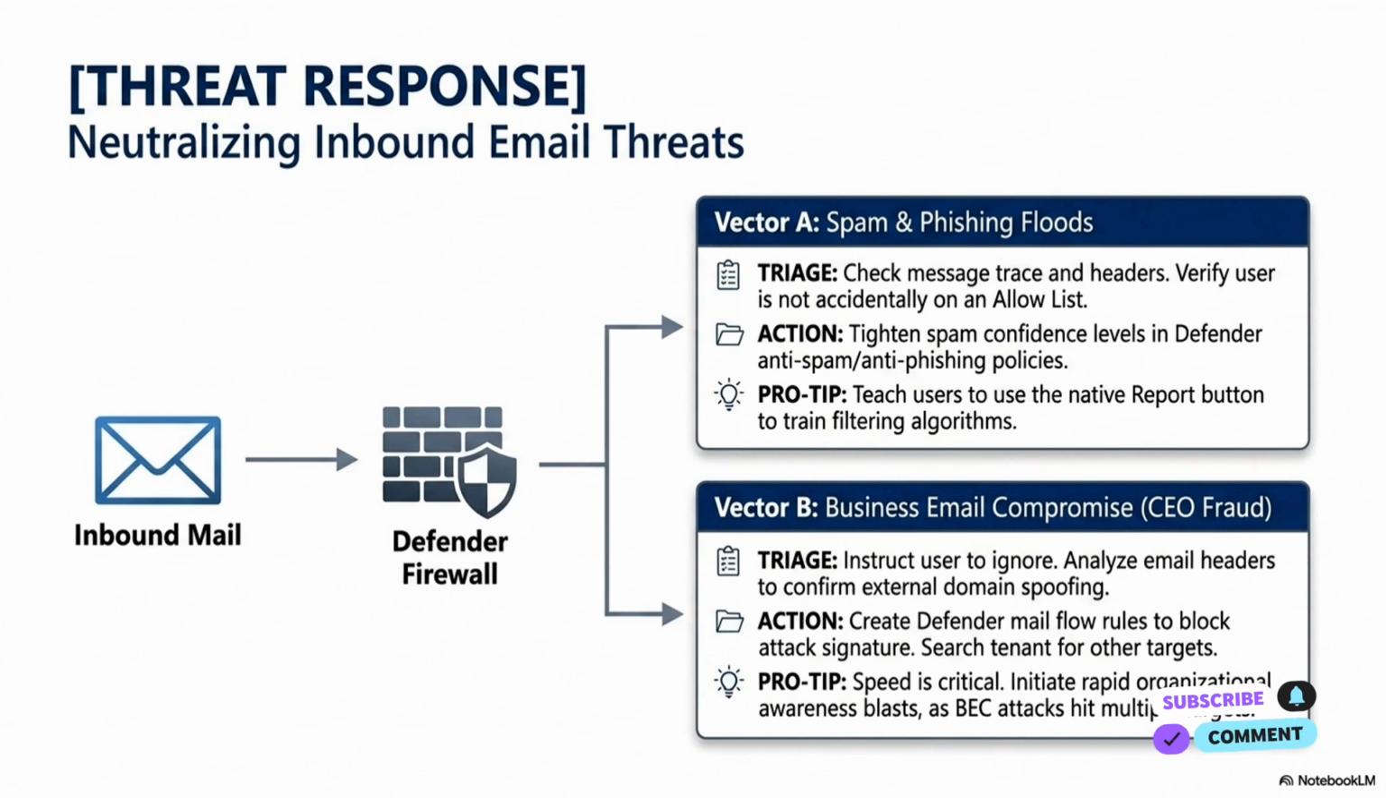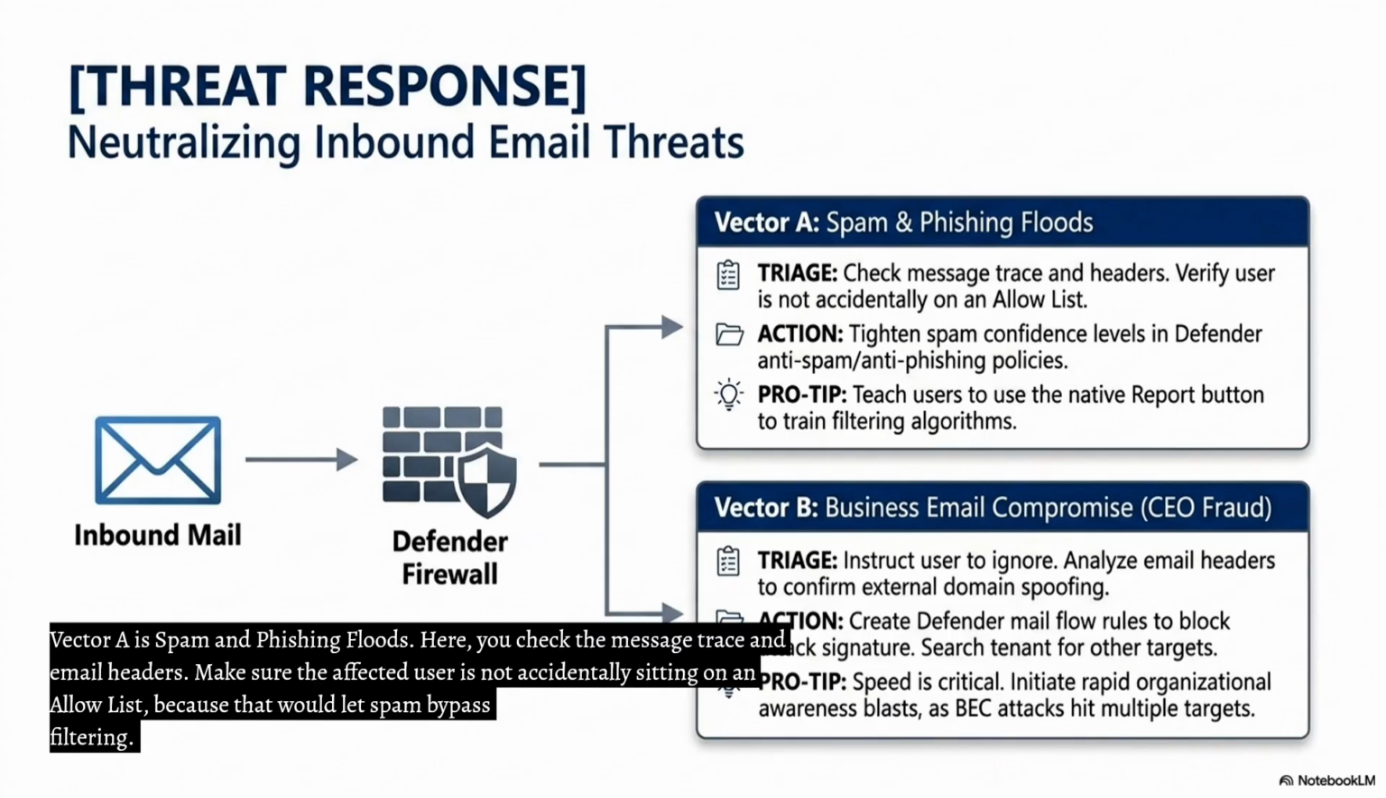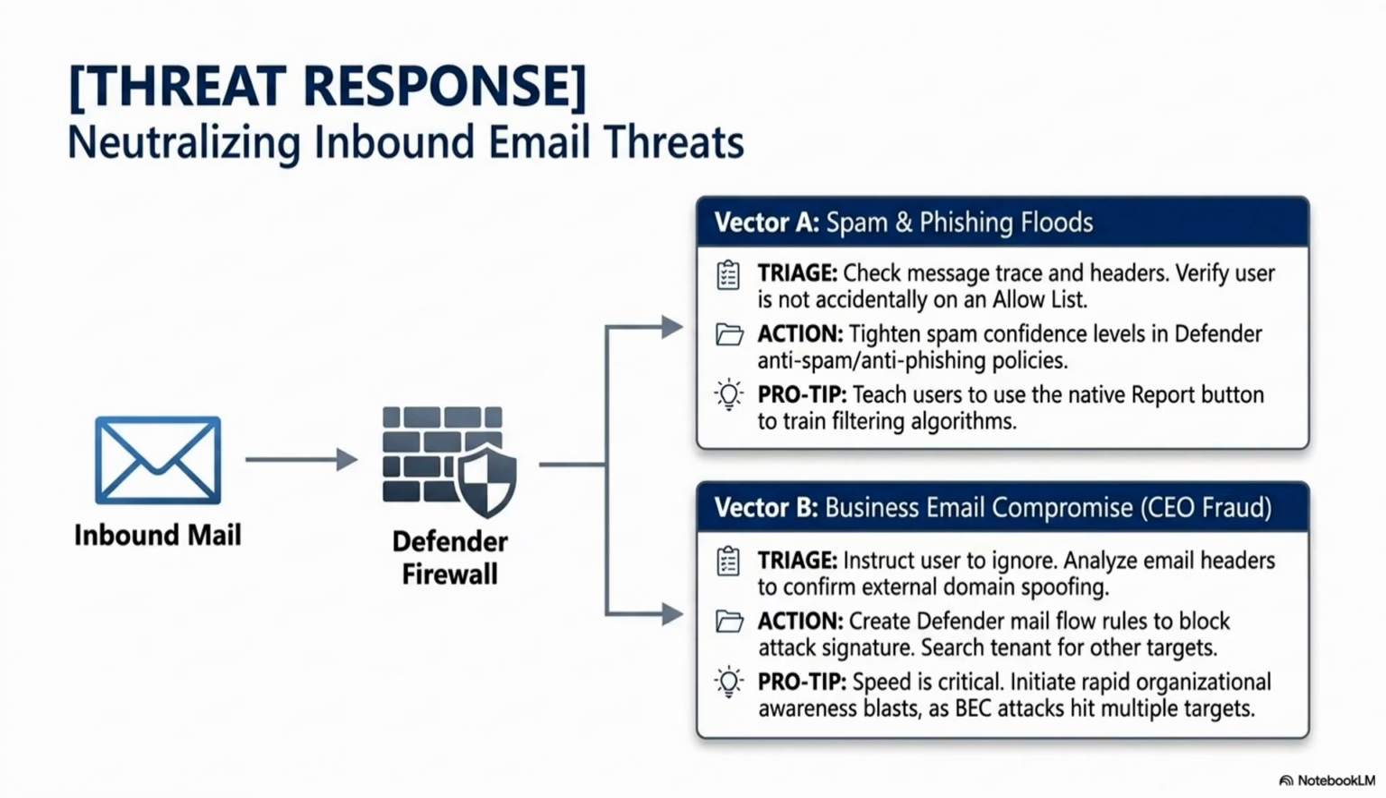Number 3, neutralizing inbound email threats. Every inbound email passes through the Defender firewall before it reaches the user inbox. But 2 threat types need special attention. Vector A is spam and phishing floods. Here you check the message trace and email headers. Make sure the affected user is not accidentally sitting on an allow list because that would let spam bypass filtering. Your action is to tighten the spam confidence level inside the Defender anti-spam or anti-phishing policies, and teach your users to use the native report button in Outlook. Every report helps train the filtering algorithm.